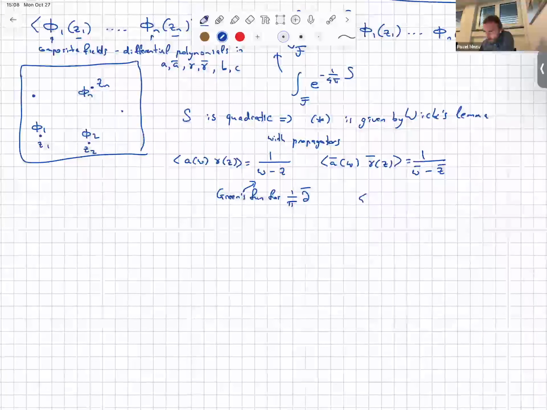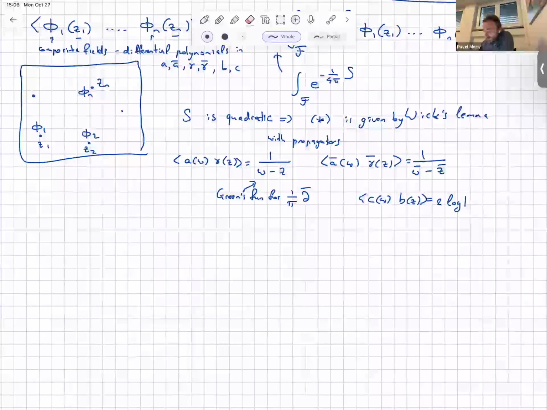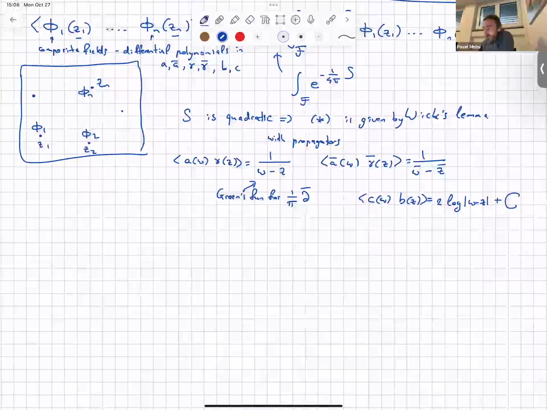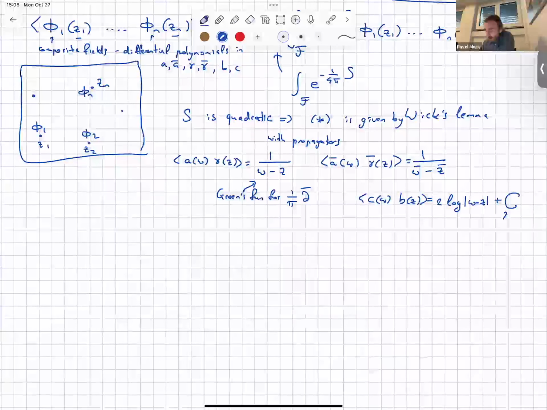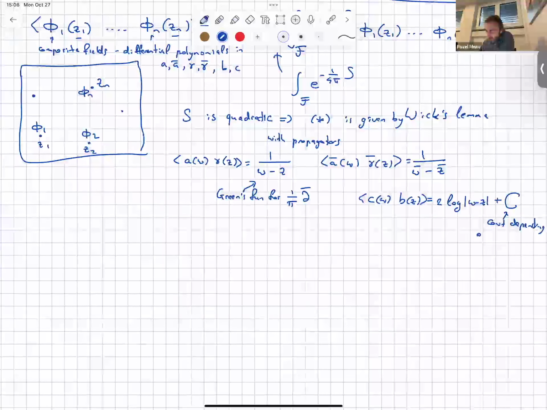And we also have the propagator between the two ghosts, C at W and B at Z. So I say propagator, but you can also understand it as a two-point correlation function in this theory. So it's 2 times logarithm of the distance plus a constant, and this constant depends somehow on the infrared regularization of the theory.